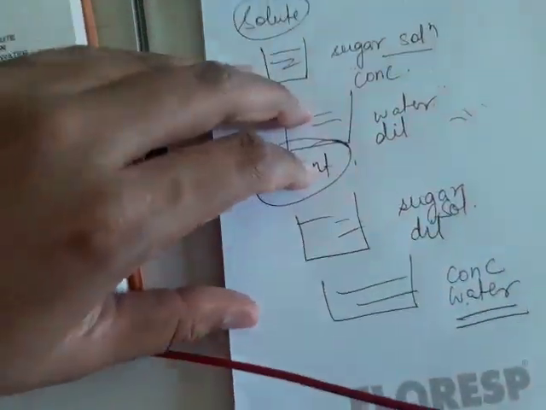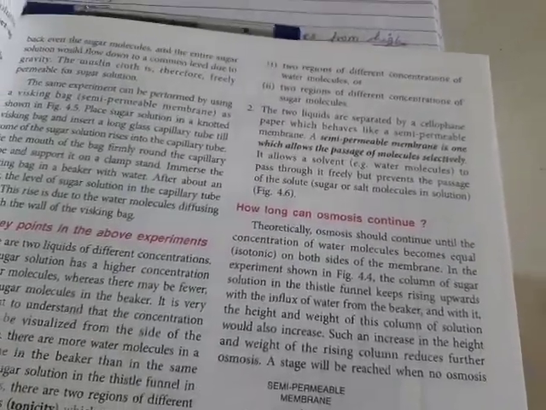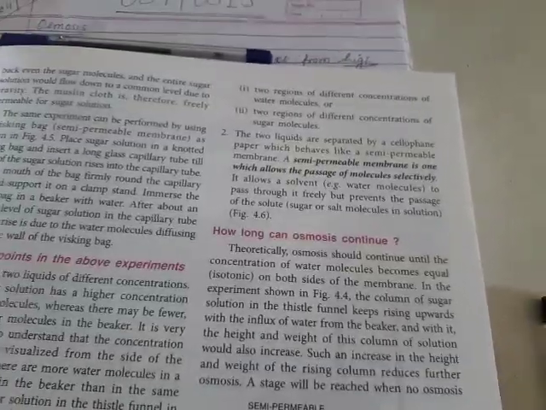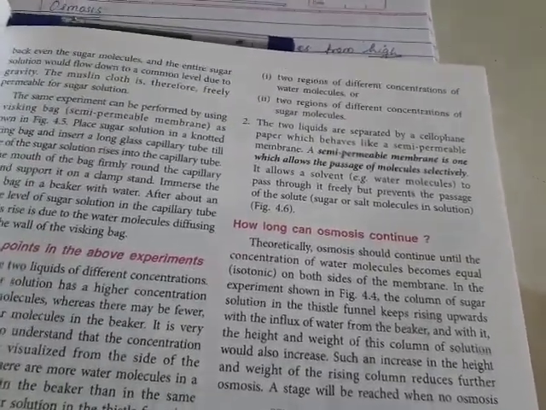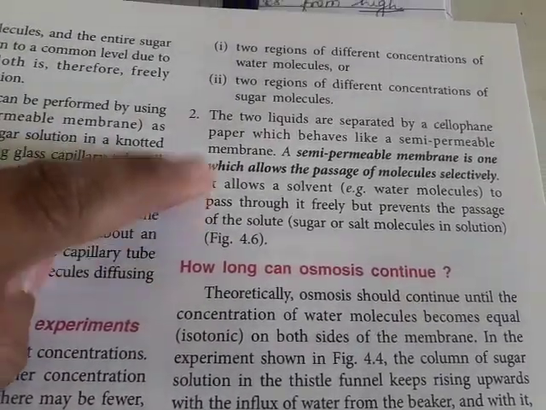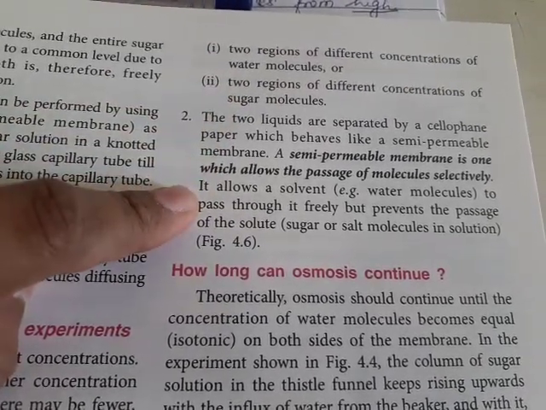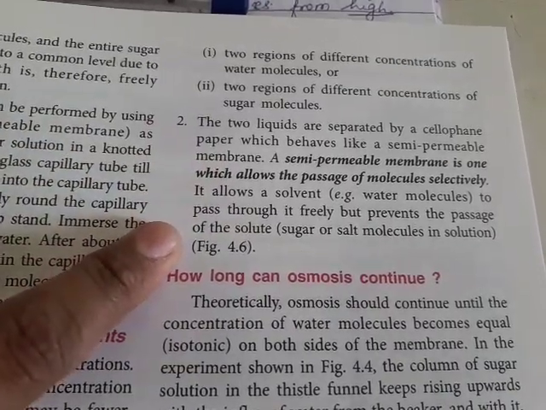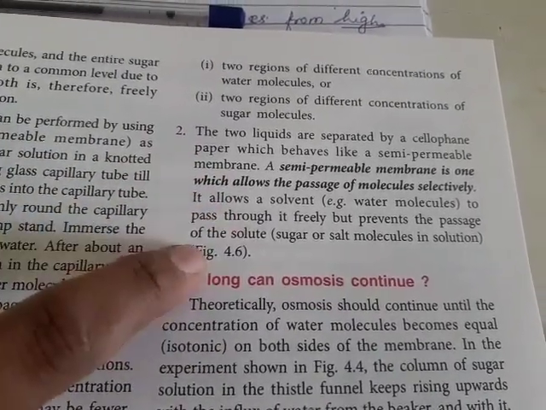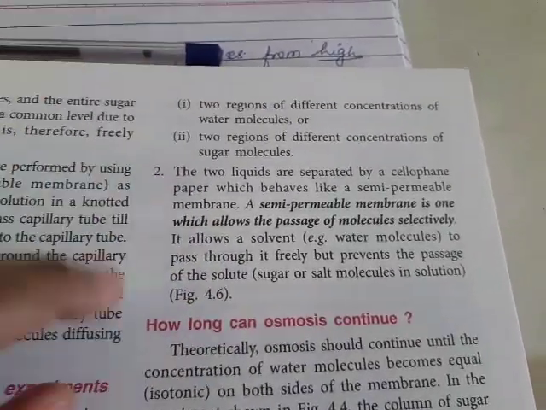Okay, so we got two different regions, and the next part is the semi-permeable membrane. Very important: if there is no semi-permeable membrane, then what kind of process will it be? It will be a kind of diffusion process, just the mixing. Because of the presence of the semi-permeable membrane, it becomes osmosis. The semi-permeable membrane allows the solvent to pass through it freely, but prevents the passage of solute. It does not allow the solute, sugar molecules, salt molecules, whatever it is, only the water molecules to pass.